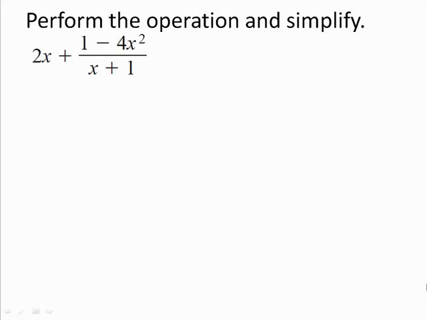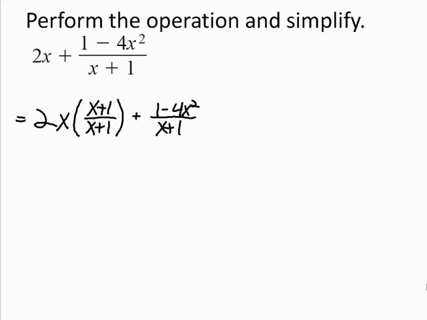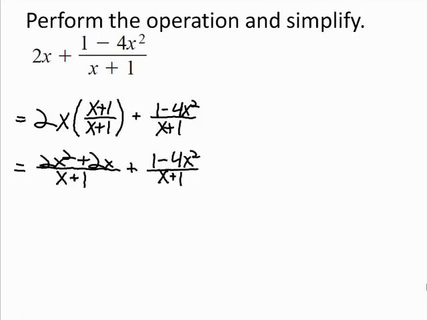Multiply 2x by (x plus 1) divided by (x plus 1) so that it has the same denominator as the second fraction. Now multiply the 2x by the x plus 1 in the numerator. These two fractions have the same denominator, so you can add the numerators and combine like terms. The simplified expression is negative 2x squared plus 2x plus 1, divided by x plus 1.